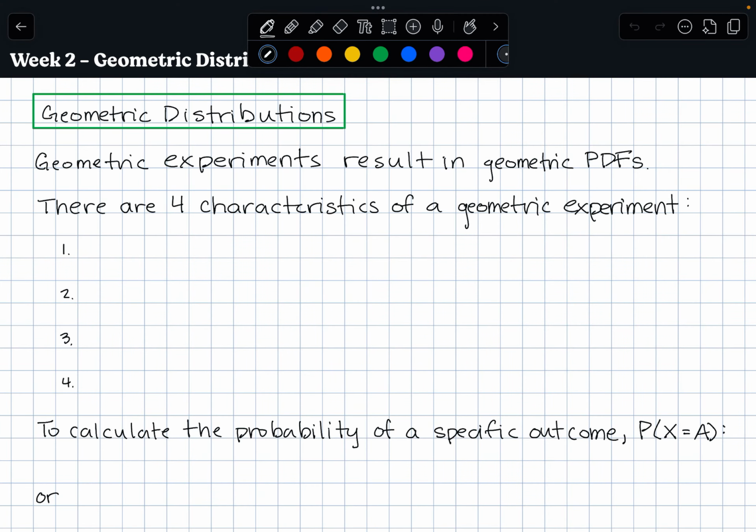Another type of discrete probability distribution that we see is called a geometric distribution. Geometric distributions also produce geometric PDFs. And just like binomials, there are four characteristics of interest, and three of them should look familiar. So the first is that there are only two outcomes. And we know we call those success and failure.